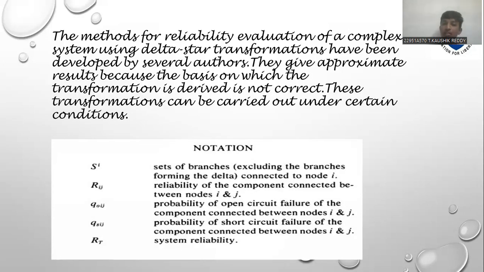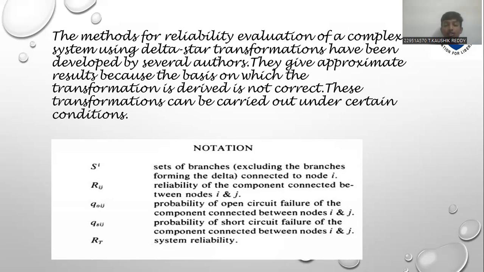The methods for reliability evaluation of complex systems using delta star transformations have been developed by several authors. They give approximate results because the basis on which the transformation is derived is not correct. This transformation can be carried out under certain conditions.